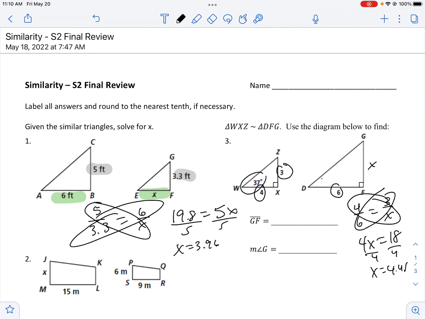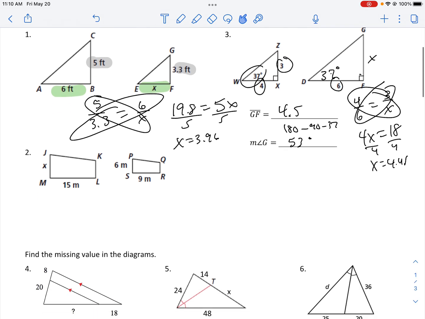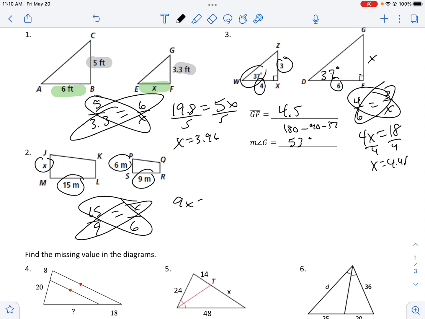Then if we want to find the angle, well, angles are the same. So we're finding angle G. So G is 180 minus 90 minus 37, which gives us 53. Keep setting stuff up that's in the same spot. 15 over 9 equals x over 6. Cross multiply, 9x equals 90. And then we just solve.